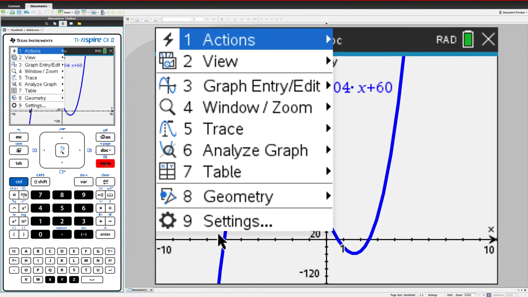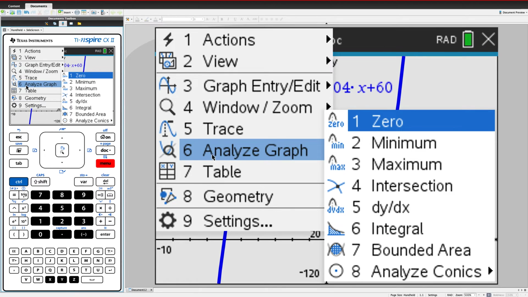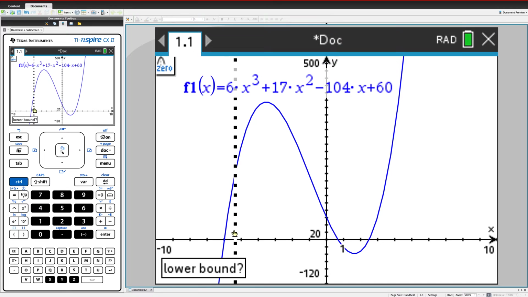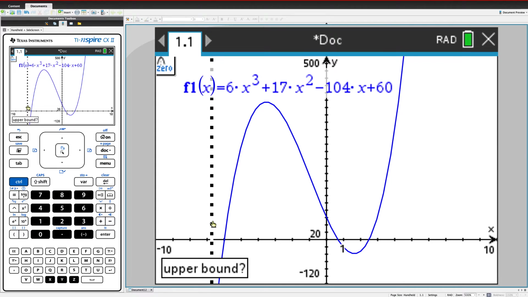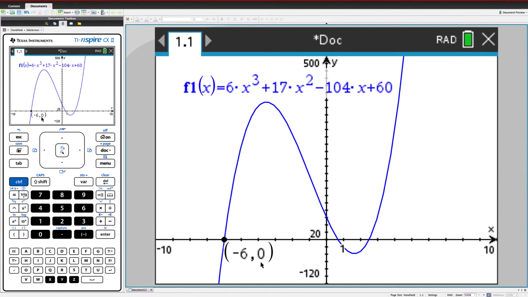Press Menu, Analyze Graph, hit 0, and let's find all 3 zeros. This first one appears to be at negative how much? 1, 2, 3, 4, 5. It appears to be negative 6. Let's check. Take your lower bound to the left of negative 6, hit click, or press the enter key, then take your upper bound to the right of it. Does it say negative 6, 0?